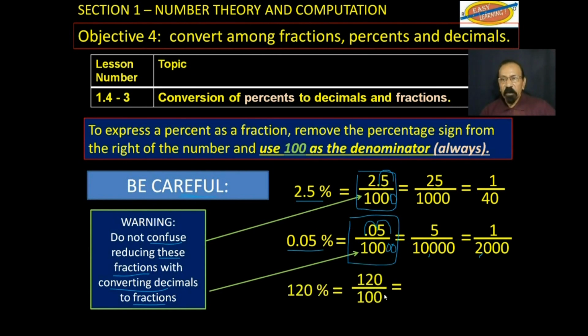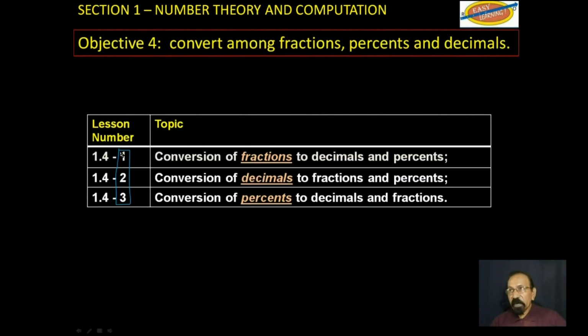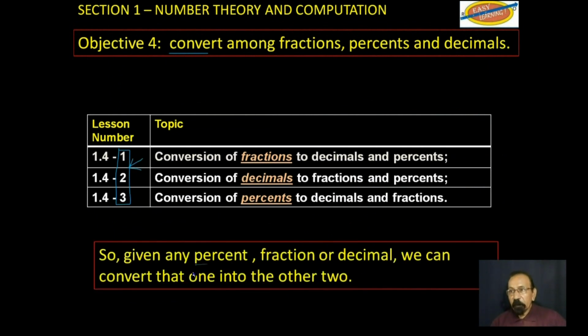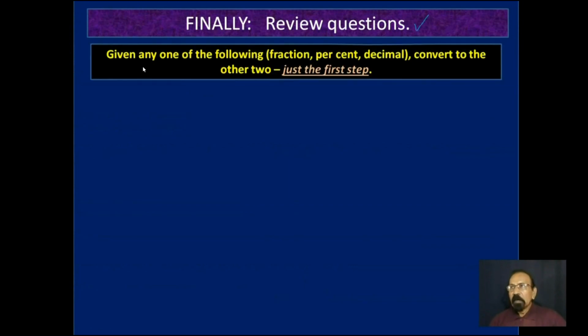120%, 120 over 100 gives you 6 over 5, which eventually works out to be 1 and 1/5. So we have covered this objective by dividing it into 3 videos. Given any percent or fraction or decimal, you should be able to convert that one into the other two. So let's review what we have done. Now, as I said, given any one of the following, whether it's fraction, percent, or decimal, you should be able to convert that one into the other two.